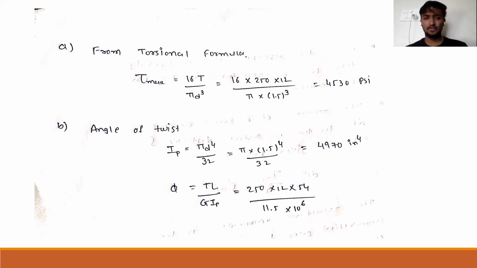And now the angle of twist. So we will find the angle. Ip is equal to pi d to the power 4 by 32. Substituting the values in the formula, the answer is 0.4970 inch to the power 4, and phi is equal to T L by G Ip. After substituting those values, we will find the angle of twist.